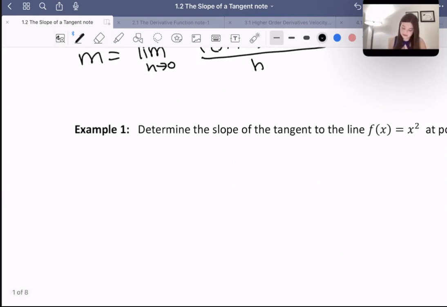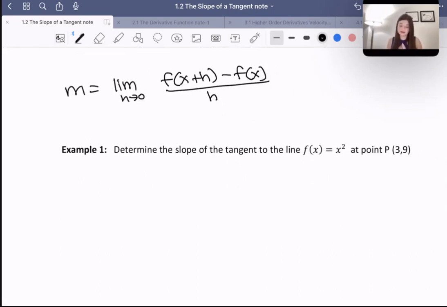So we have a question, and it asks, determine the slope of the tangent to the line f of x equals x squared at the point P (3, 9). Okay, so first thing we need to do is find the general slope, right? What is the slope in general of the equation? And then we need to figure out, at the point (3, 9), where x is equal to 3, what is the slope at that specific point? And then we're going to measure it up to what we know f of x equals x squared looks like. And we're going to say that makes sense or that does not make sense.